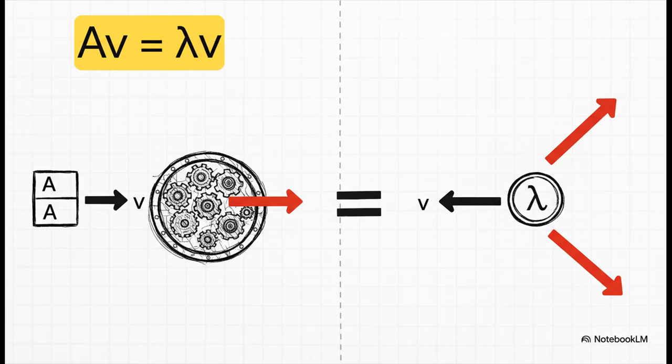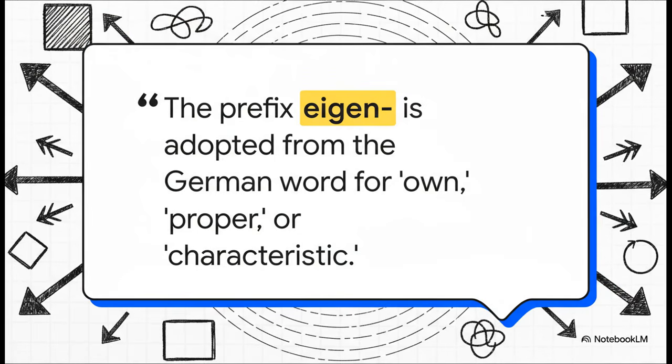On the left, you've got the complex transformation A acting on the vector v. But the equation tells us that's the exact same thing as just taking that vector v and scaling it by a simple number, its eigenvalue, lambda. And that name, eigen, is just perfect. It comes from the German word for own, because these vectors are truly intrinsic to the transformation. They're not random. They define its own unique character, its fundamental directions of action.